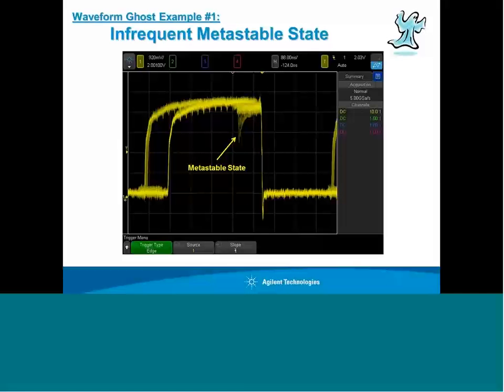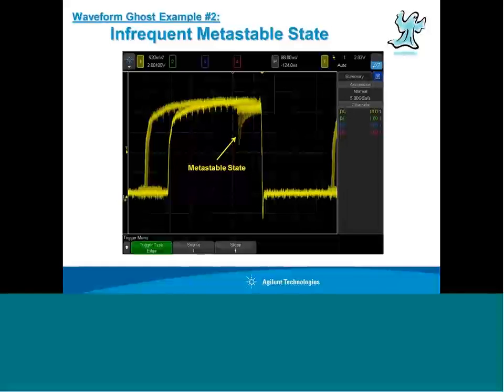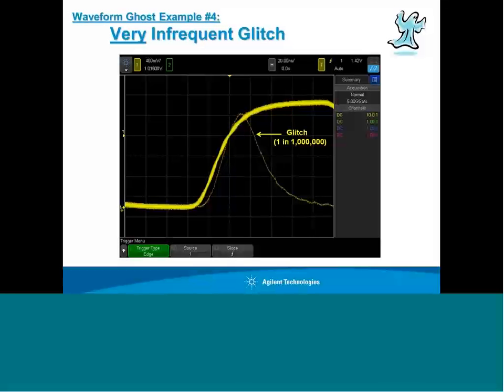This is another example. This is a metastable state, which you might simply interpret as an infrequent glitch. Metastable state is often caused by a timing violation where you're setting up too close to a setup and hold time. An output begins to switch and then decides, no, there wasn't enough setup time, and then switches back.